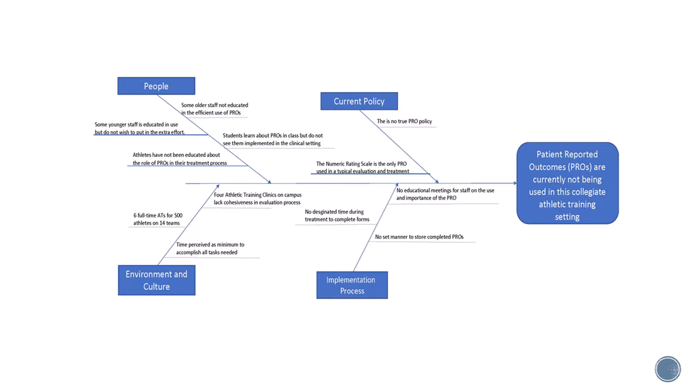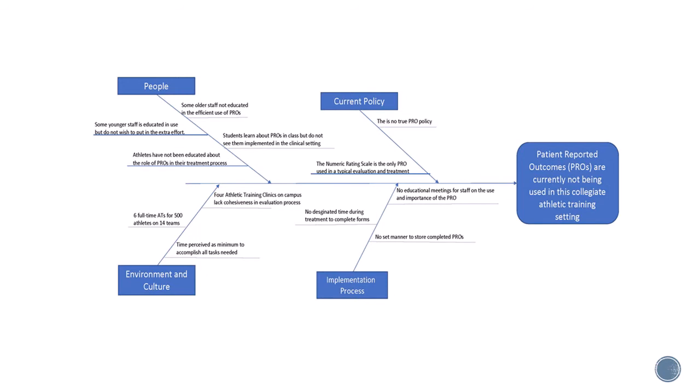The students are learning about PROs in class, but do not see them truly implemented in the clinical setting. And there are athletes that have not been educated about how vital patient-reported outcomes are in improving their treatment process. The culture: again, 6 full-time ATs with numerous athletes on numerous teams. Time is definitely going to be perceived as a minimum to accomplish all their tasks they're already assigned. And with 4 athletic training clinics on campus, there's a lack of cohesiveness in the evaluation process.